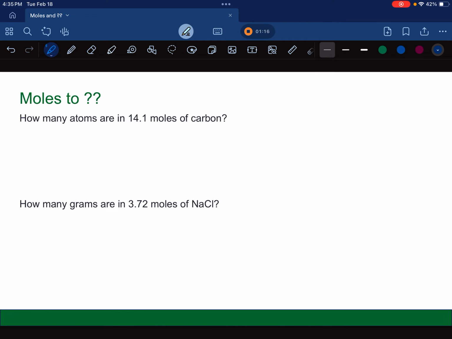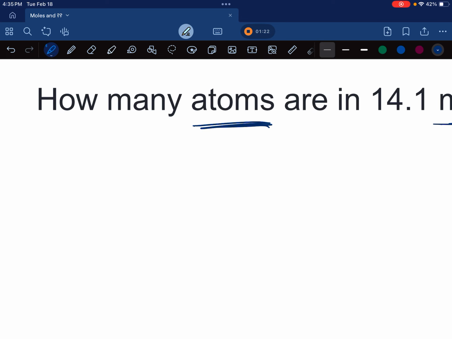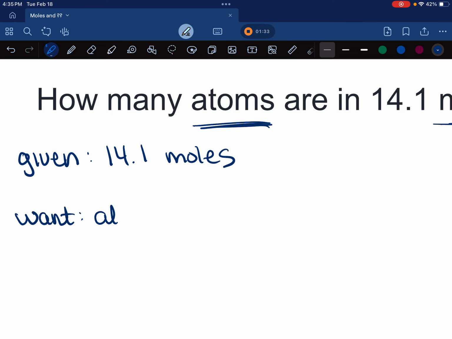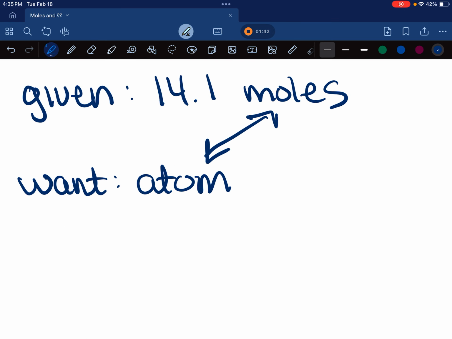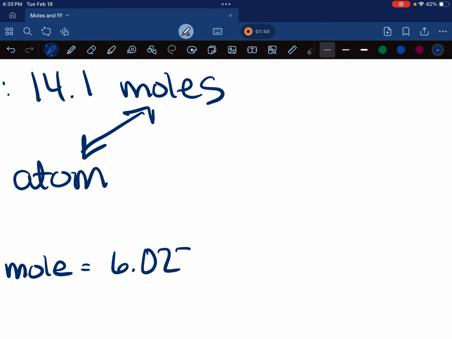So let's look at a couple examples. The first question here asks us to relate the amount of atoms to moles. That's what we want. So we're given an amount of moles, 14.1 moles, and we want an amount of atoms. So again, if it's asking to go between atoms and moles, then our conversion factor is going to be Avogadro's number, where 1 mole is equal to 6.022 times 10 to the 23rd. In this case, we're going to have the unit of atoms.